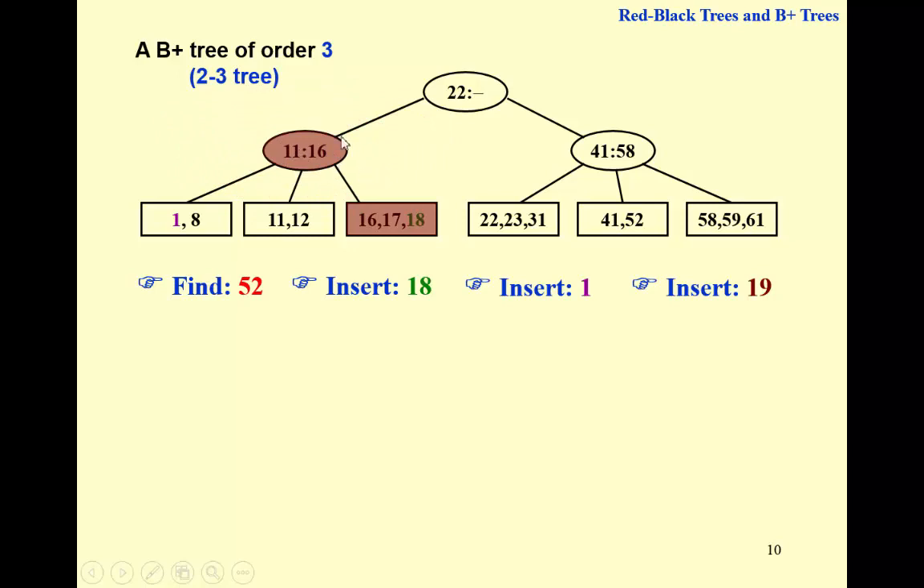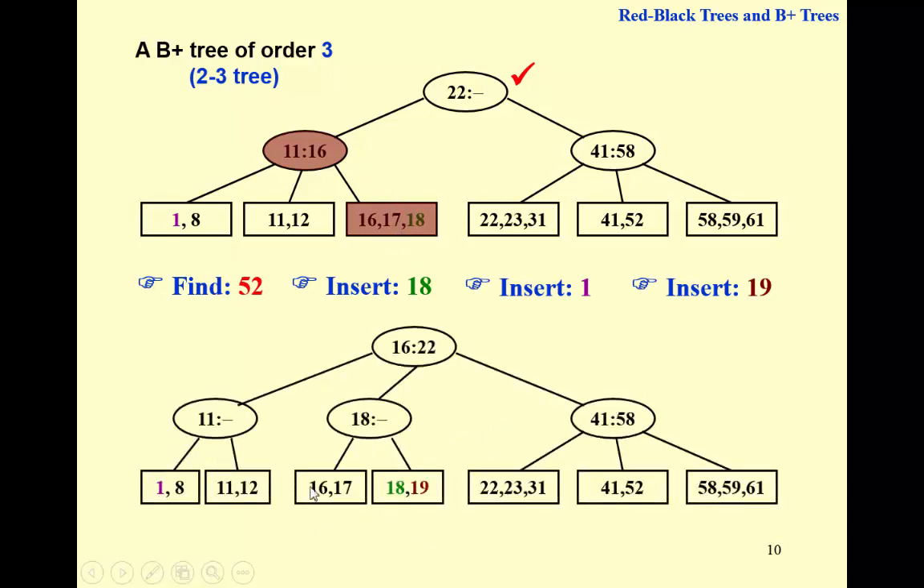Then what do we do? We just continue to move up to check its parent. This one is okay because this node is not full yet. Which means that we can split this node into two nodes, and therefore the resulting tree would be like this. First, we insert 19 into this node and split it into two nodes. And that will cause an overflow of its parent.